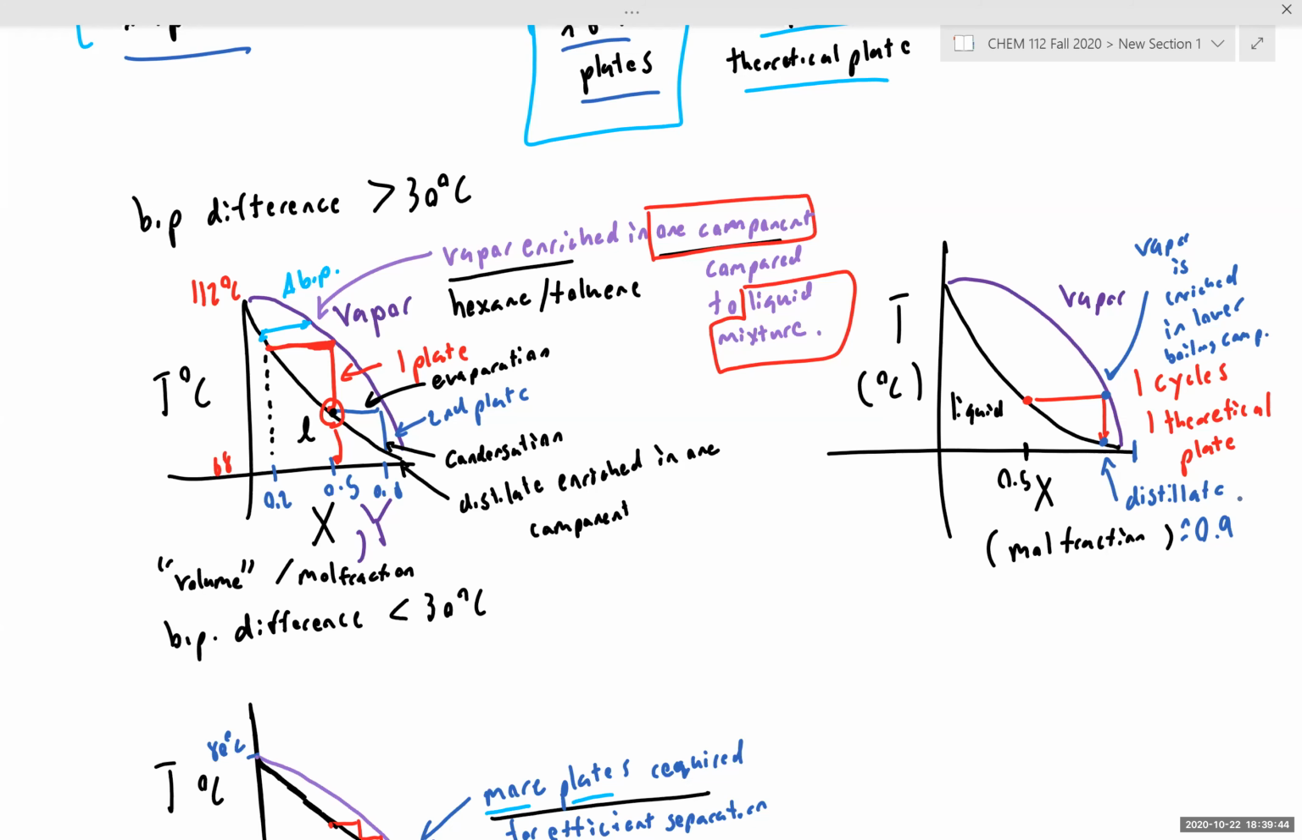If we have a large difference in boiling point, if we compare our liquid and vapor composition, our vapor is substantially enriched in our lower boiling component. If we allow our vapor to condense, we end up with our distillate liquid that is highly enriched in our lower boiling component. Does that idea make sense? Does that idea look familiar to everyone from the distillation discussion? Can I get some confirmation in the chat that this idea looks familiar to everyone?